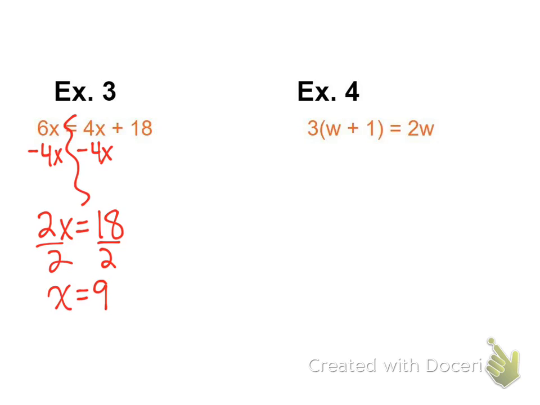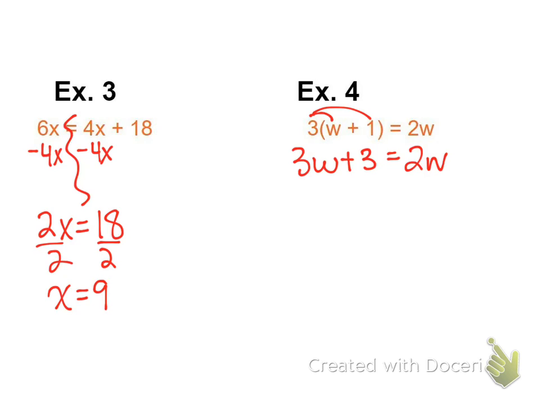What do we need to do first on number 4? Distribute. Very good. This one brings in the distributive property that we were supposed to be checking for. When we distribute, what do we get? 3W plus 3. 3W plus 3 equals 2W. Now on this one, we want all the W's on one side and anything without a W on the other side. Subtract 3W.